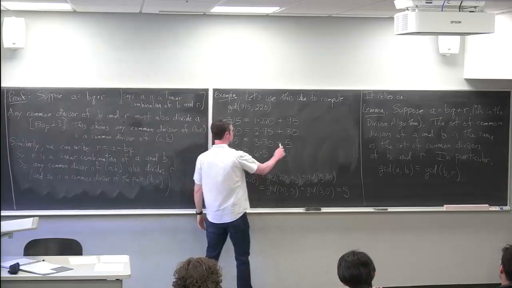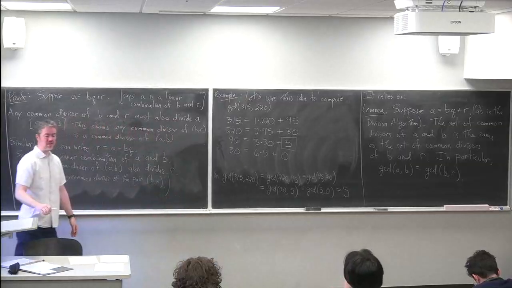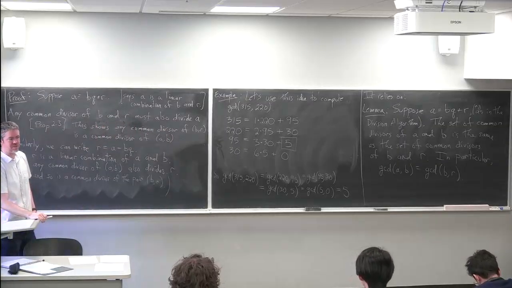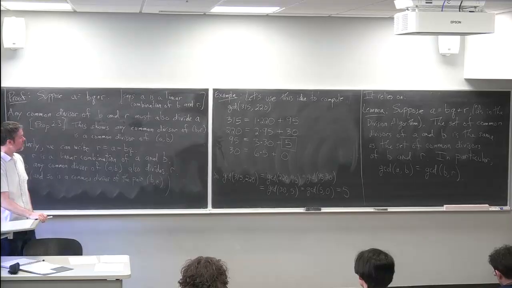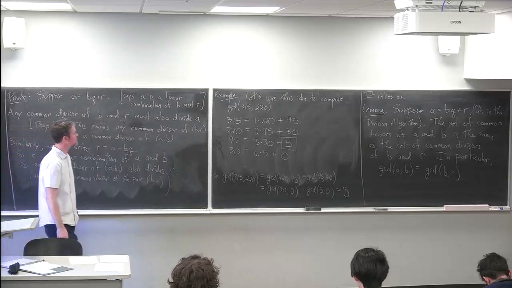So maybe I'll just put it in a box right here. This was the last non-zero remainder we saw. Okay, that's maybe the way to refer to it. So the last non-zero remainder that shows up in this process is actually the GCD.